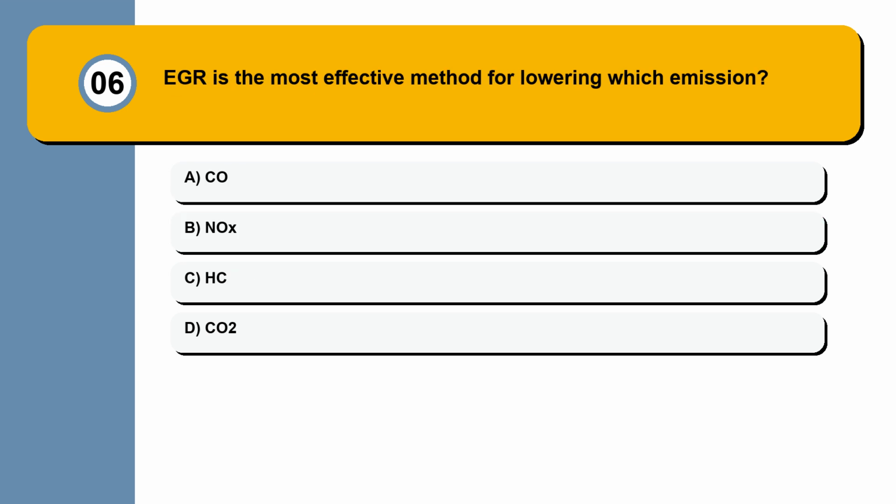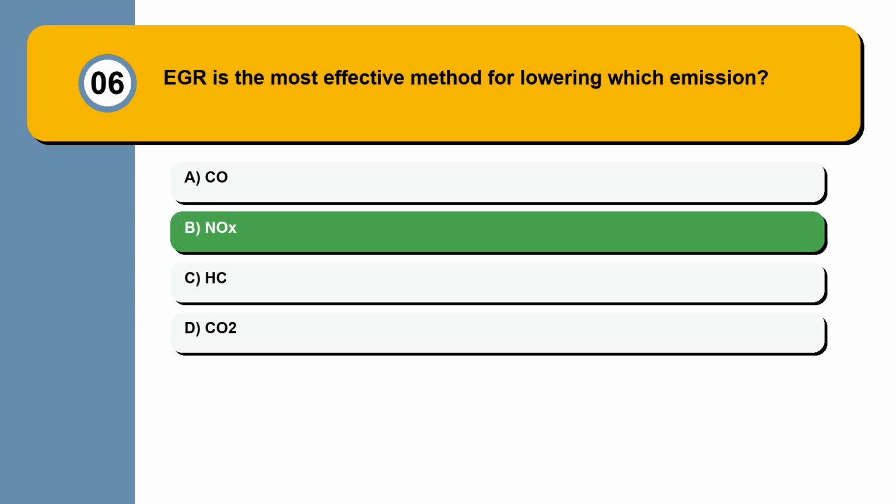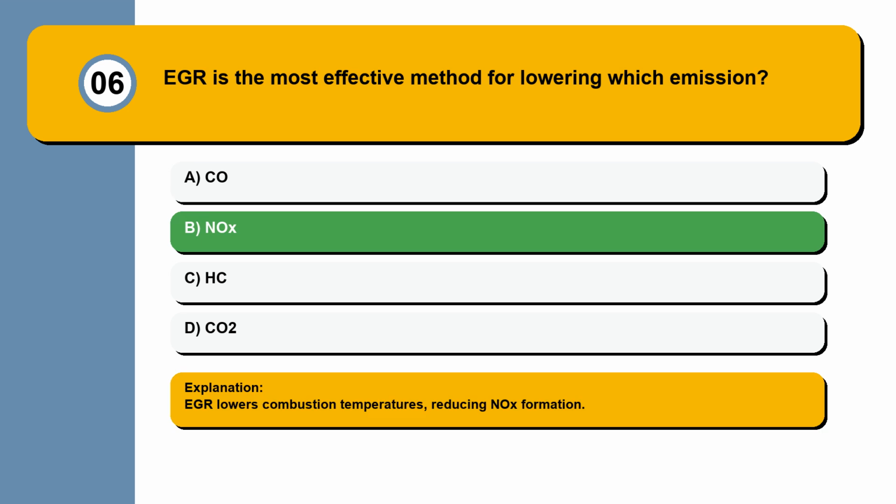Question 6. EGR is the most effective method for lowering which emission? NOx, HC, CO2. EGR lowers combustion temperatures, reducing NOx formation.